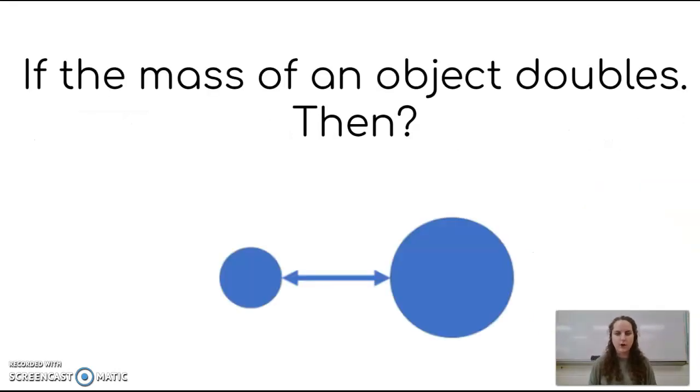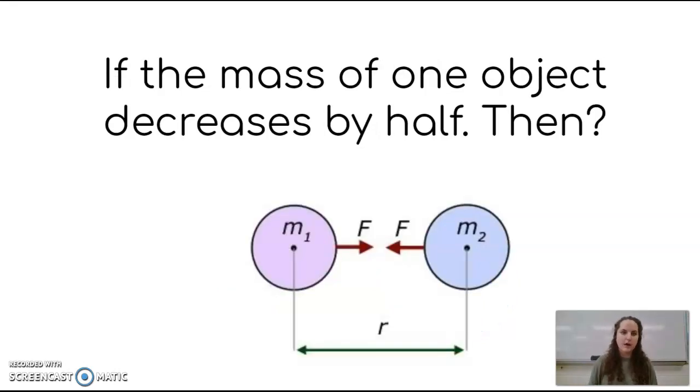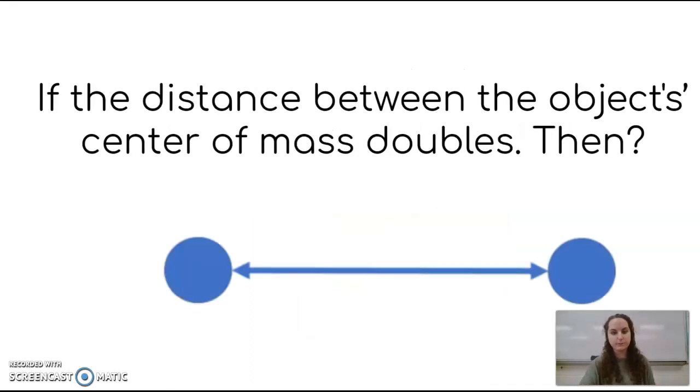If the mass of an object doubles, then the force is going to be multiplied by 2. Remember that mass is directly proportional to force. So if you double your mass, you're going to double your force. If the mass of an object decreases by half, so again, we're decreasing the mass in this scenario, the force is going to be divided by 2. We started out with an original amount of force, and then we decreased the mass of our object to half, so we're going to have half of our force, or it's going to be divided by 2.